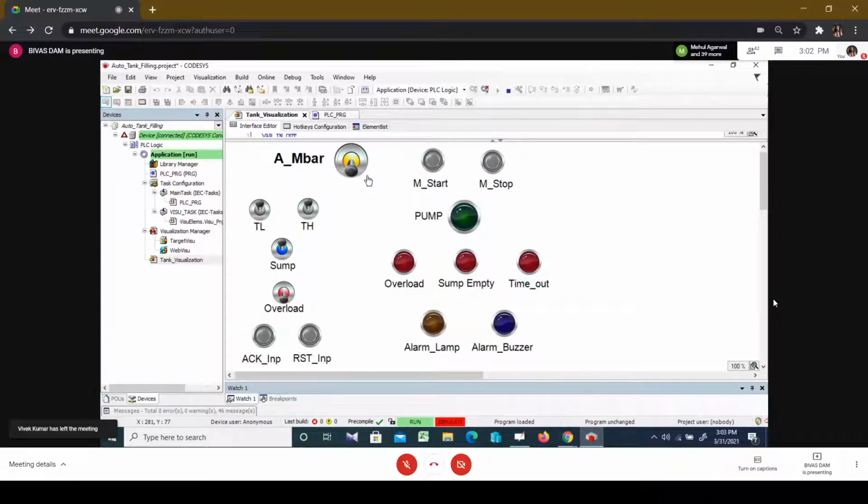In the manual mode, you cannot start the pump if the tank is full. But if the tank is not full, I'm not saying the tank is empty, if the tank is not full, then only you can start the pump. And there also the overload situation may be there. You acknowledge. Timeout situation should also be there.